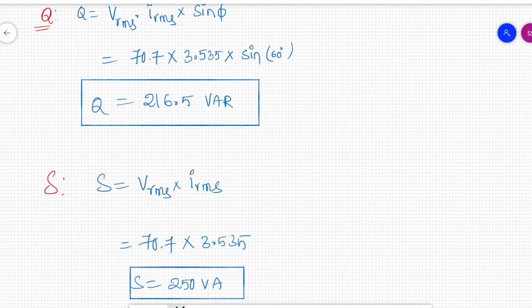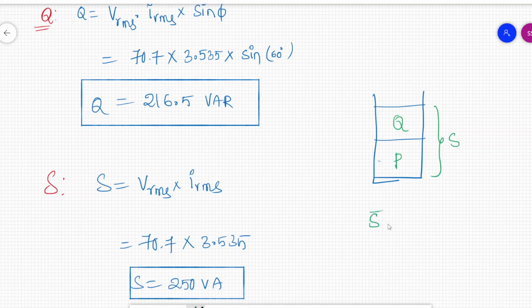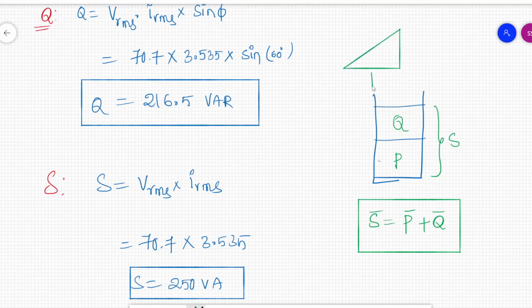And here one important concept is that the sum of real power and reactive power is called apparent power. This is real power, and if this is reactive power, the sum of real power and reactive power is called apparent power. So the apparent power S bar equals P bar plus Q bar. This is a vectorial sum, not an arithmetic sum. This can be obtained from our power triangle also, which is P, Q, S.